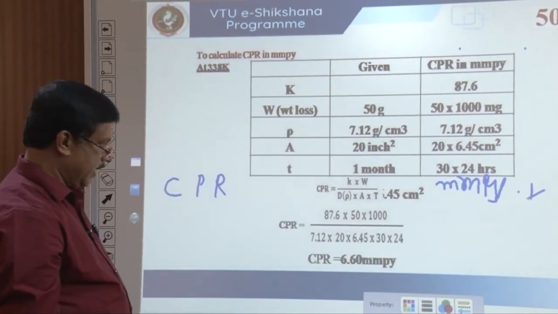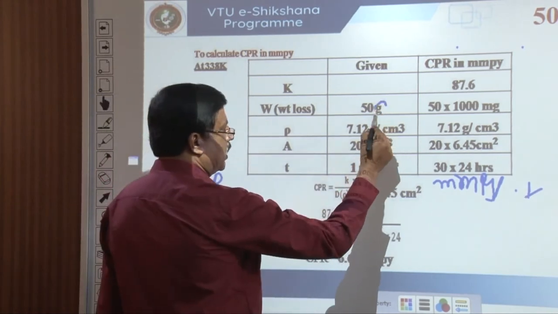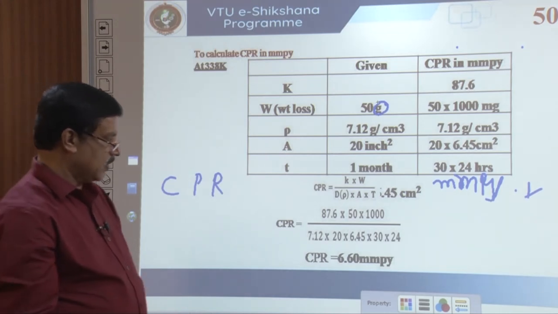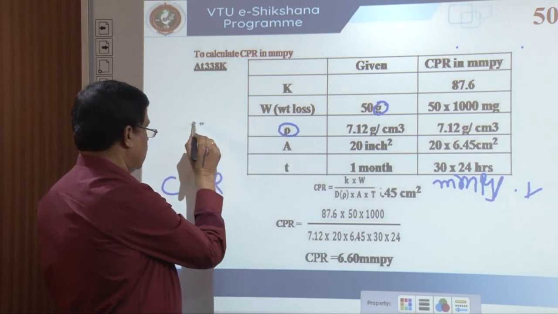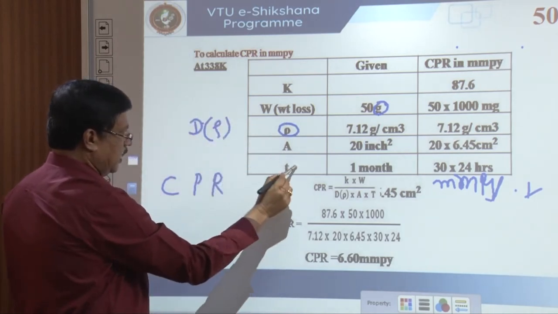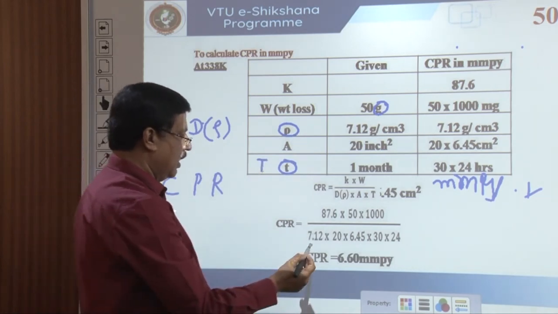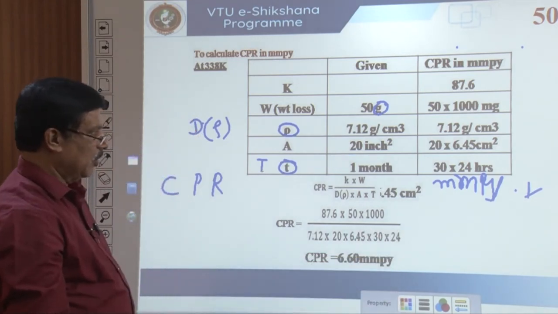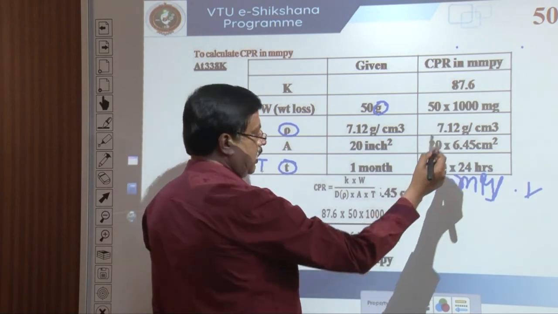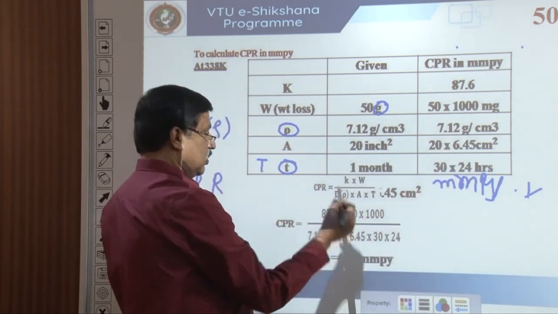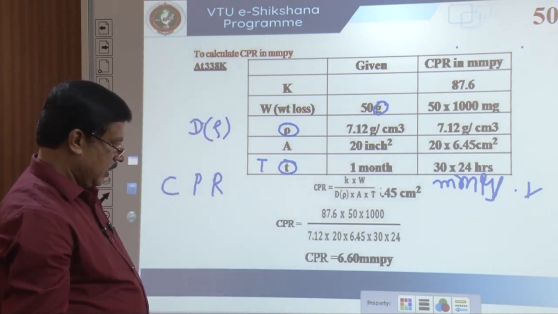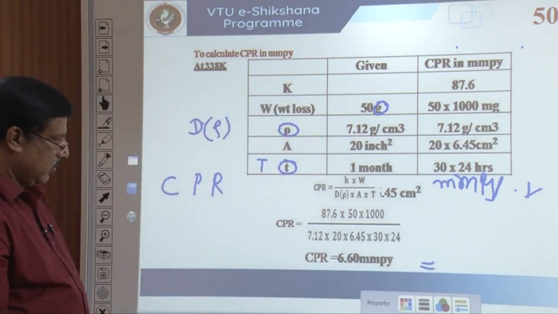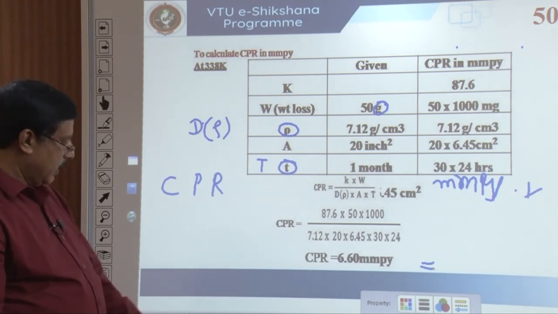So now 87.6 into 50 into 1000, because you are going to convert gram into milligram. And this is the density, 7.12, and this is T, the time. 7.12 into 20 into 6.45 into 30 into 24 hours, that is for one month, 30 days into 24 hours. You will get 6.60 millimeter per year. This is the answer for the higher temperature.